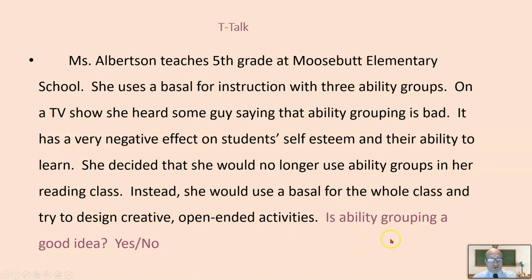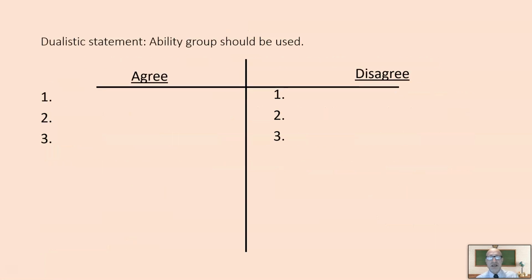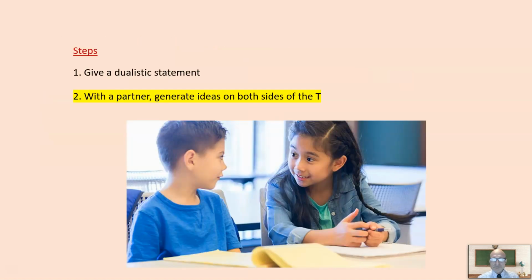Is ability grouping a good idea? Yes, no. That's the dualistic statement. Yes or no, agree, disagree. Ability grouping should be used. Agree, disagree. Notice the T, hence the term T-talk. With a partner, they generate ideas on both sides of the issue and they don't share what their ideas are.